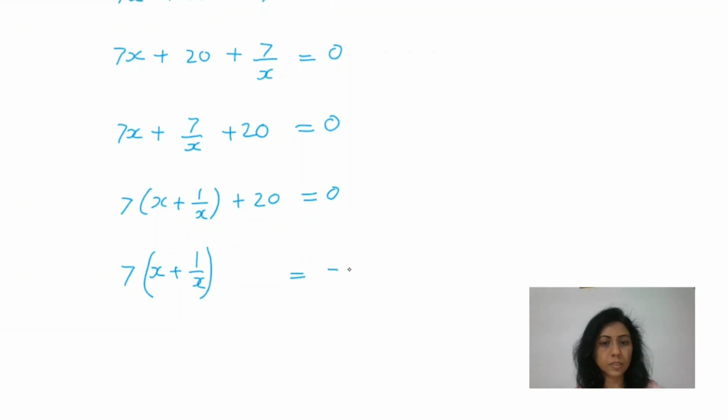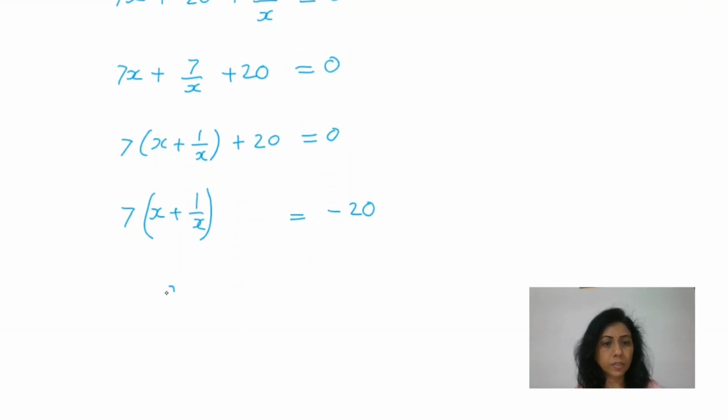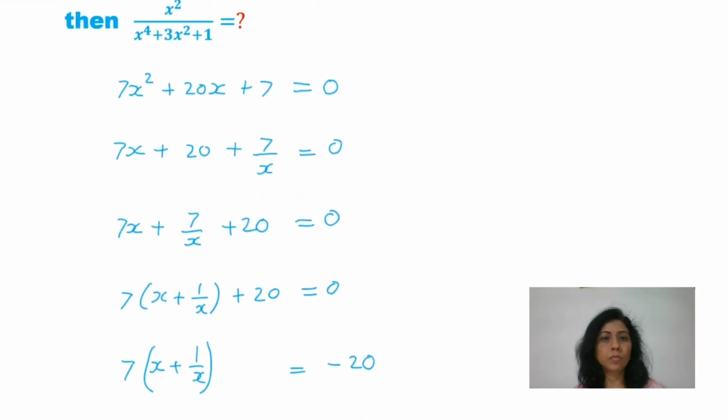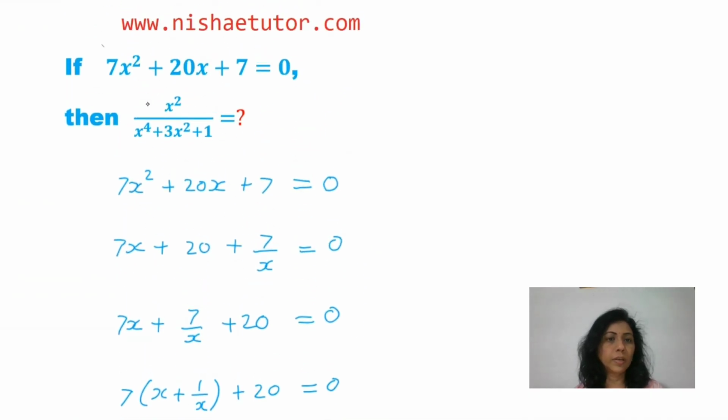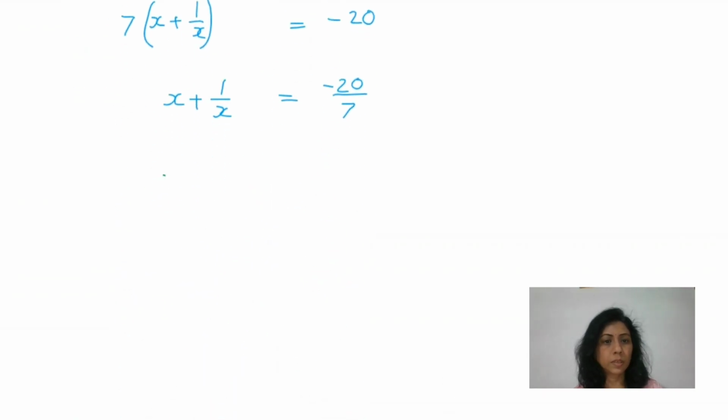20 transferred to this side, so minus 20. And what is the value of x + 1/x? Minus 20/7. And in our given expression, we have to find x² upon x⁴ + 3x² + 1.